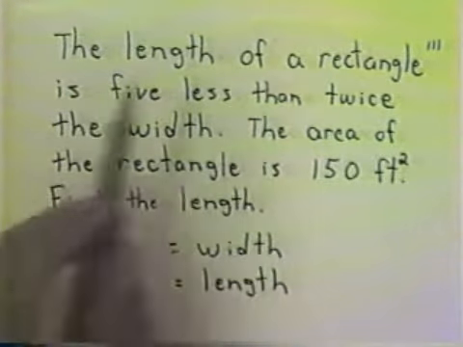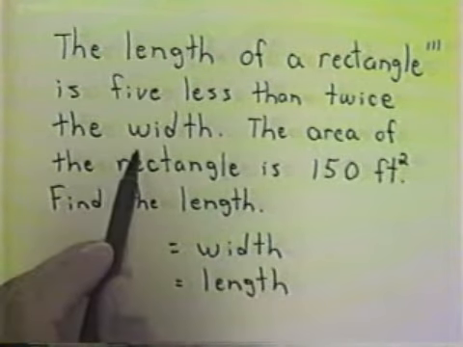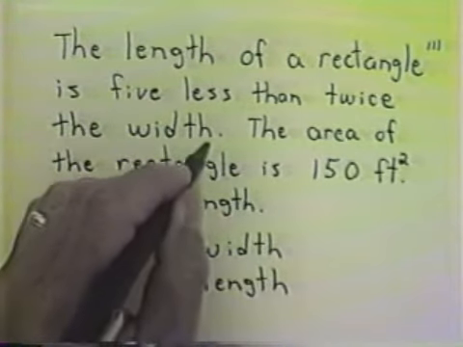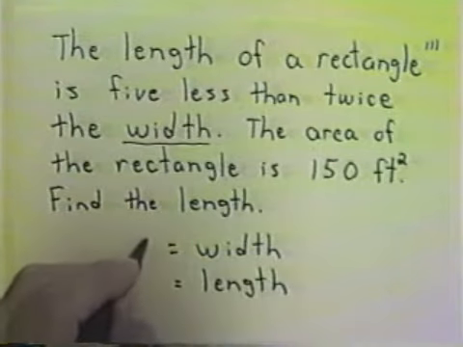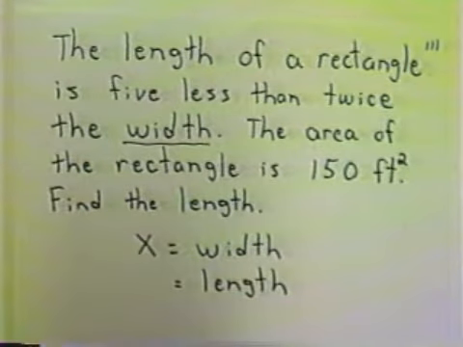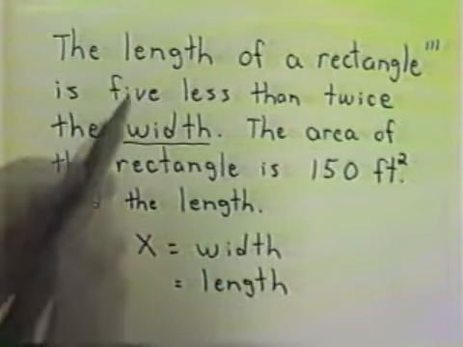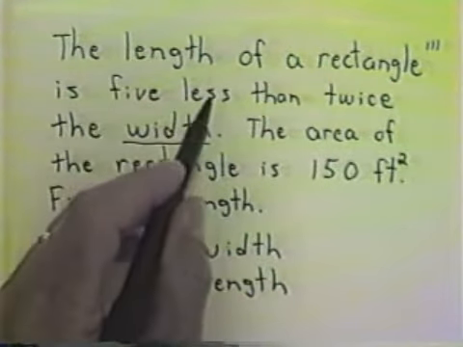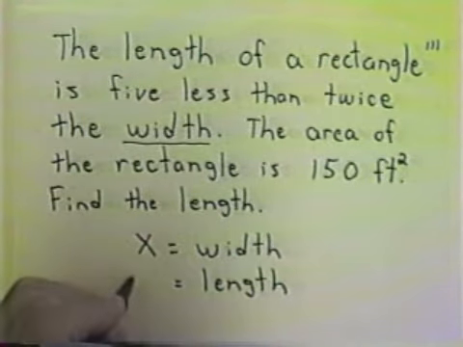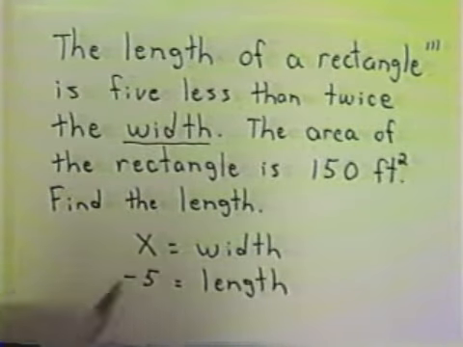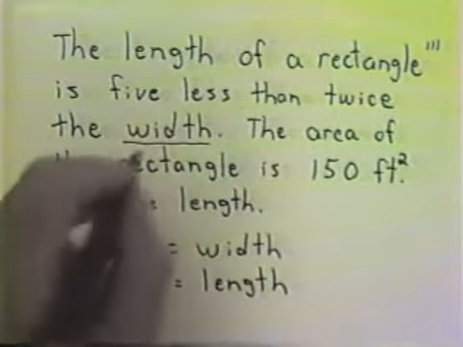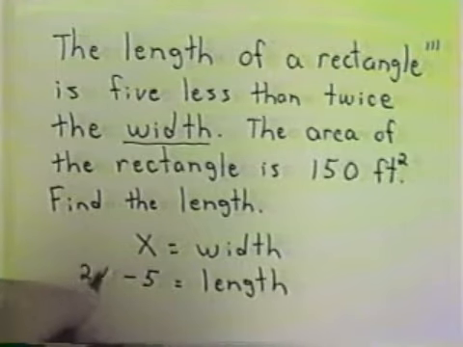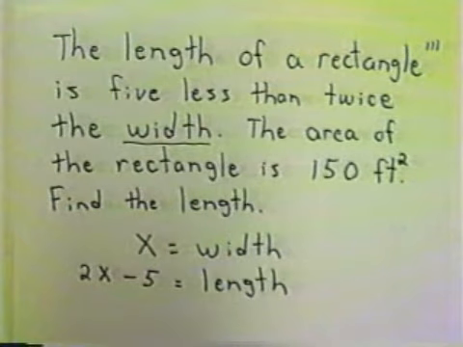Now the length of a rectangle is 5 less than twice the width. So everything is in terms of the width. So I'm going to let x be the width. We're talking about two things here, the length and the width. Now it says the length is 5 less than twice the width. Five less means I subtract 5 from twice the width, which would be 2x. So the length is 2x minus 5.